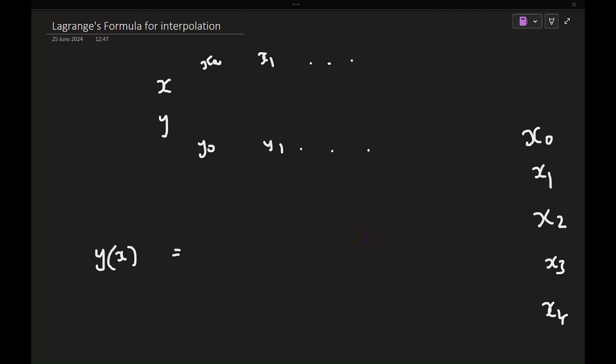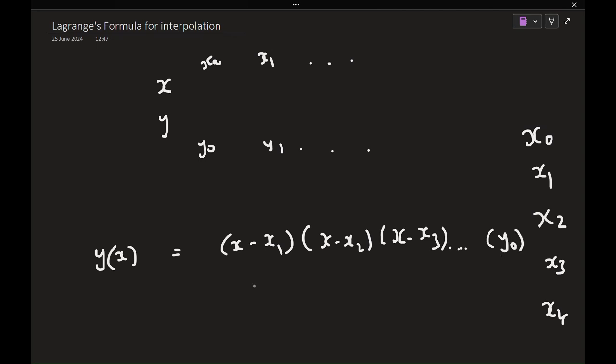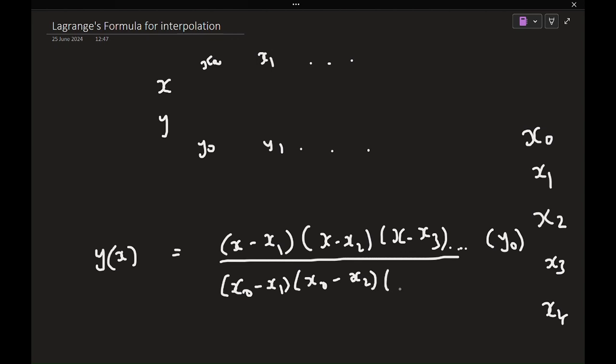So basically, here my first term is x minus x1, x minus x2, x minus x3, and so on, into y0, whole divided by x0 minus x1, x0 minus x2, x0 minus x3, and so on. So this y0 is a numerator. This is my first term.